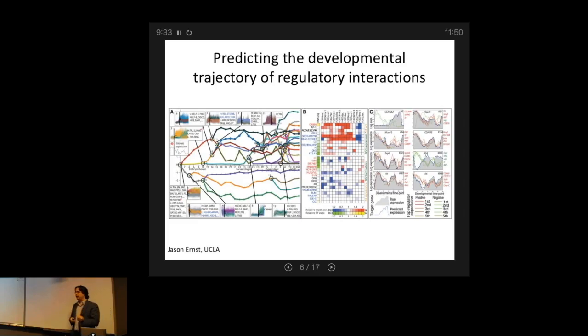That said, the developmental time courses alone are not completely untrodden territory by any means. Shown here is an example of predicting the developmental trajectory of regulatory interactions in a Drosophila developmental time course. So this is looking at ChIP-seq and RNA-seq data across many different developmental time points in fly and asking if you can predict these sorts of branching events in regulatory hierarchies, asking when particular pathways turn on and for which genes they're acting as effectors. In fly, this was very low-hanging fruit. It's beautiful work from Jason Ernst's lab at UCLA.